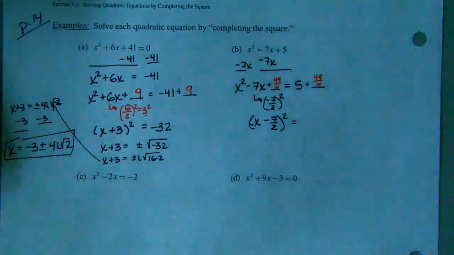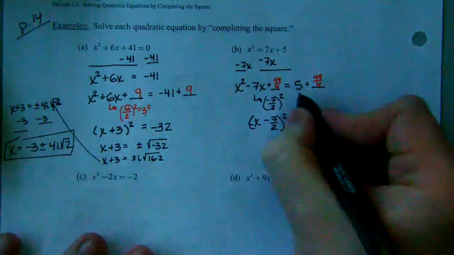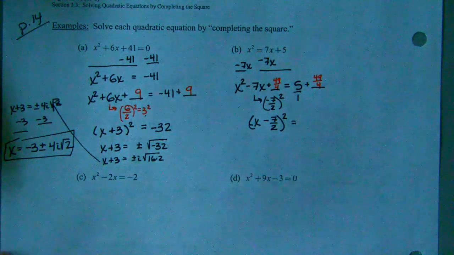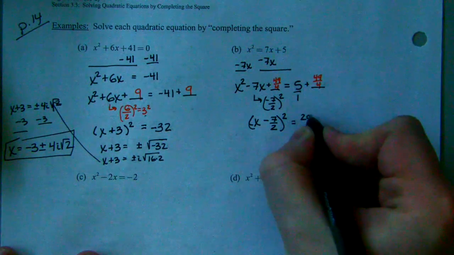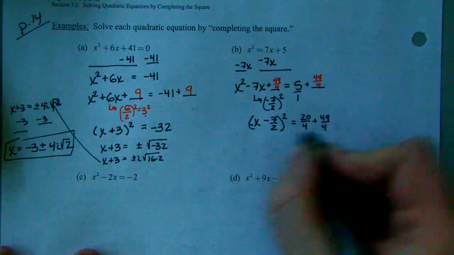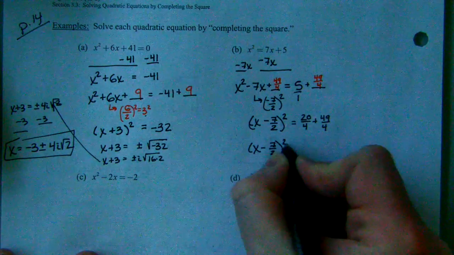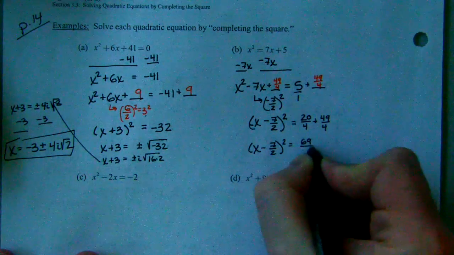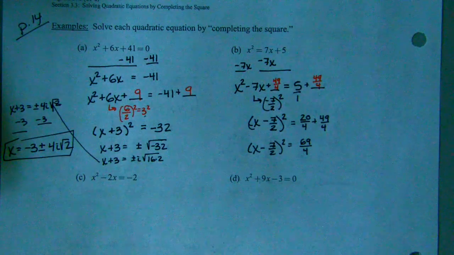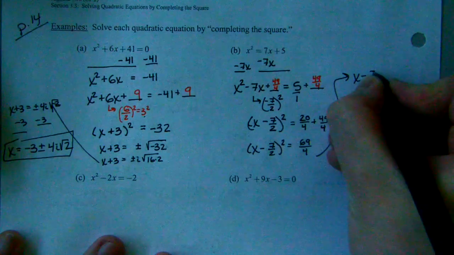On the right, I think we actually need to do some addition with fractions here. I'm going to get a common denominator so I can add them. 5 over 1 is going to become 20 over 4 plus 49 over 4. Now I can add, and I'm going to get x minus 7 halves squared equals 69 fourths. I need to get rid of my square. I'm going to come over here to finish off the problem. I'm going to do the plus or minus square root.